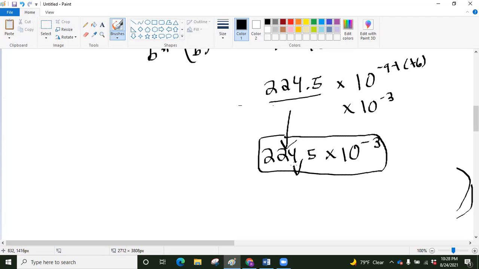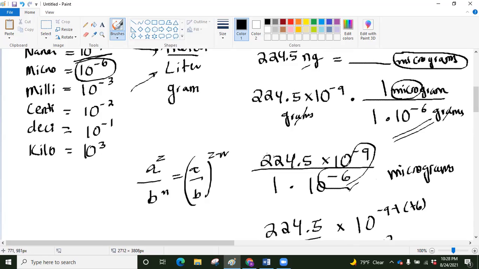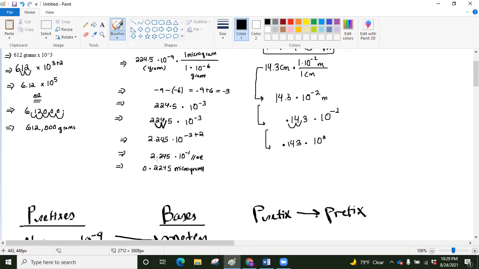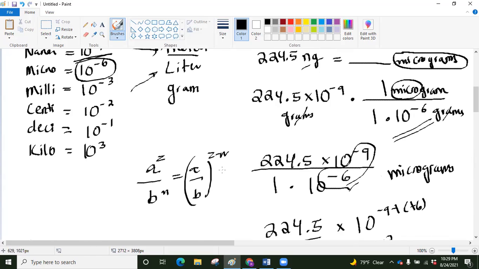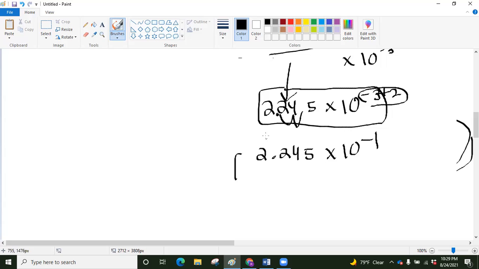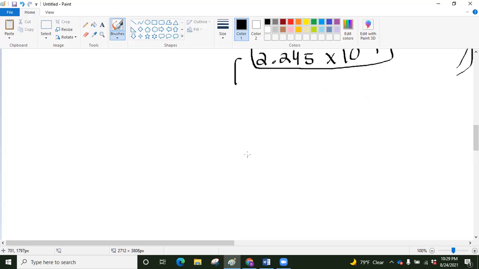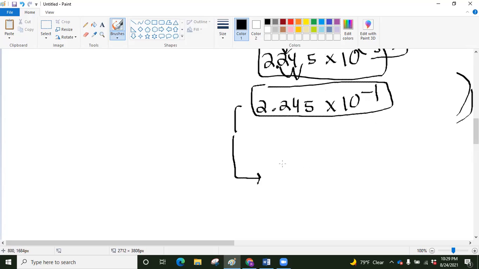So we need to move it 2 spots, and we'll add 2 here. So we have 2.245 times 10 to the -1st. Okay, because we had to do this here. And you'll see that 2.245 times 10 to the -1st is our answer. And of course, this is the valid scientific notation form. But what we could do is essentially express this as a standard number. So we have 2.245 times 10 to the -1.